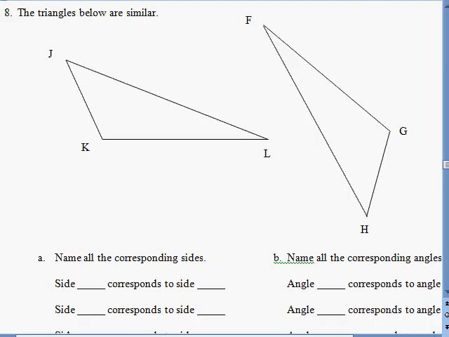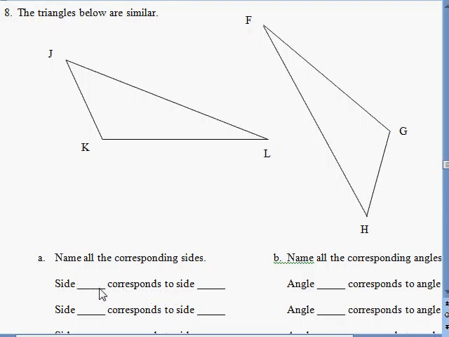7th grade Connected Math midterm review, question number 8. Alright, this one says the triangles below are similar. So they're telling you that they're similar. And you have to do two things here. Name all the corresponding sides and name all the corresponding angles.